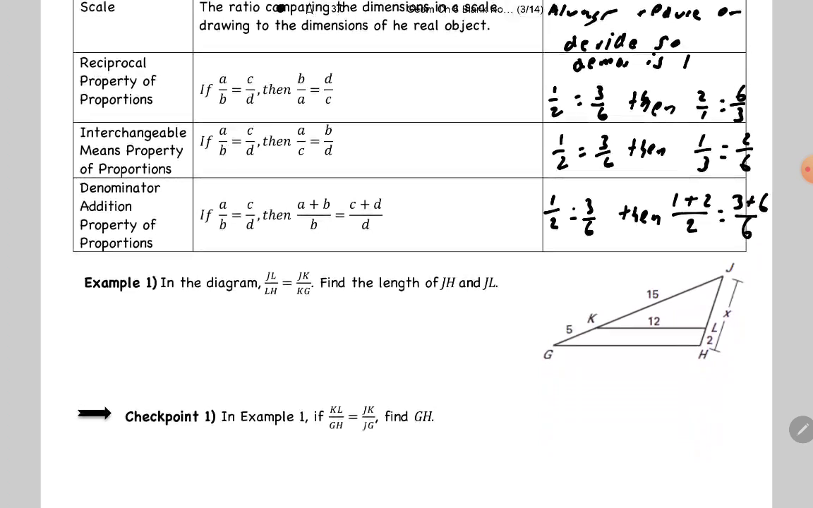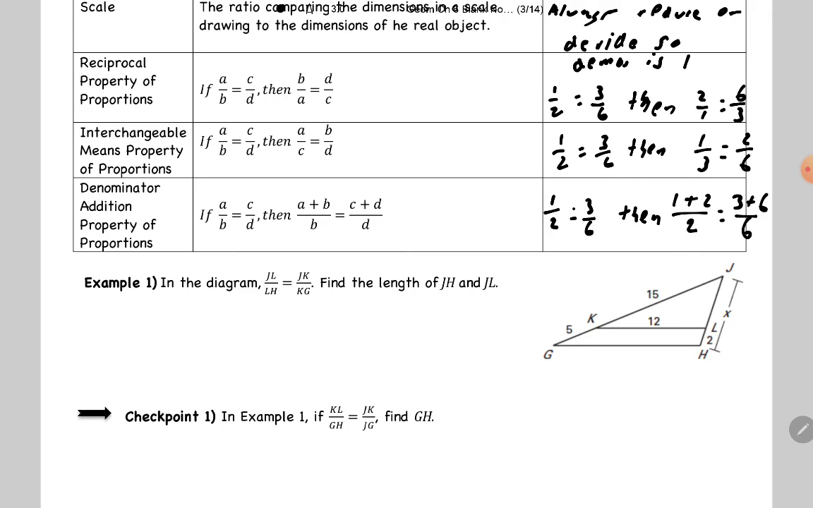In the diagram, the length of JL over LH is equal to JK over KG. Find the length of JH and JL. So let's just fill in what we know. JH is X, LH is 2.